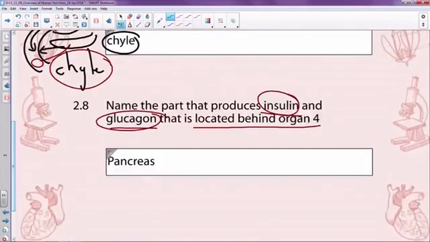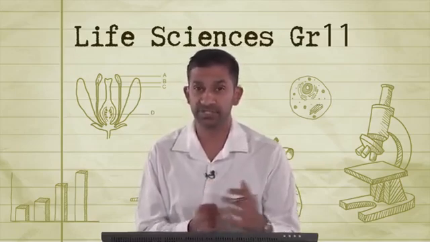Okay, so the pancreas plays an important role in the release of both insulin and glucagon, as we see here. It is an important endocrine gland and an exocrine gland that functions both in maintaining homeostasis with regards to blood sugar levels, as well as producing pancreatic juices that are important in the process of digestion.